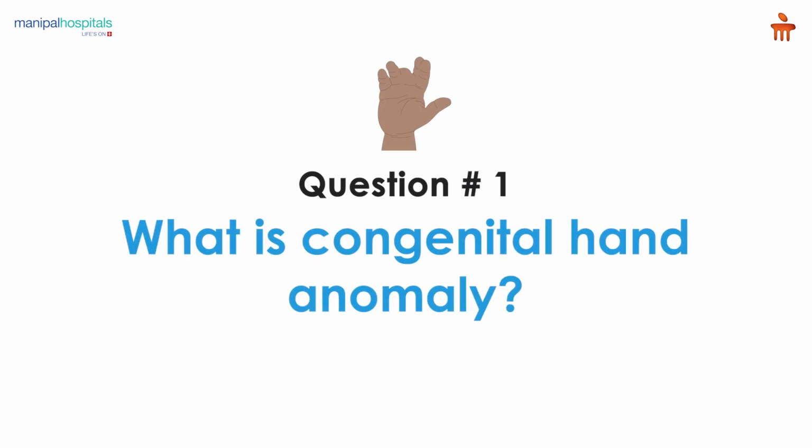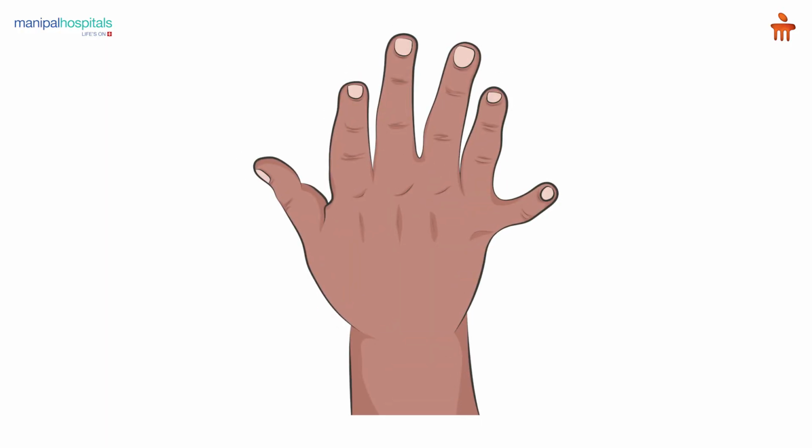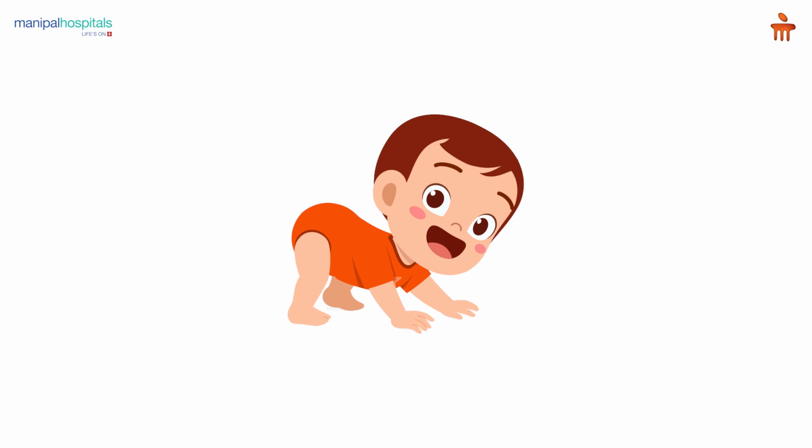Today we are going to talk about congenital hand anomalies. Hand or finger deformities which are present at birth are called congenital hand anomalies. A child learns to grow with the use of his or her hand, and the interactions with the environment are with the hand at the initial stages of life. So any deformity involving the finger or the hand is a challenge for the newborn.